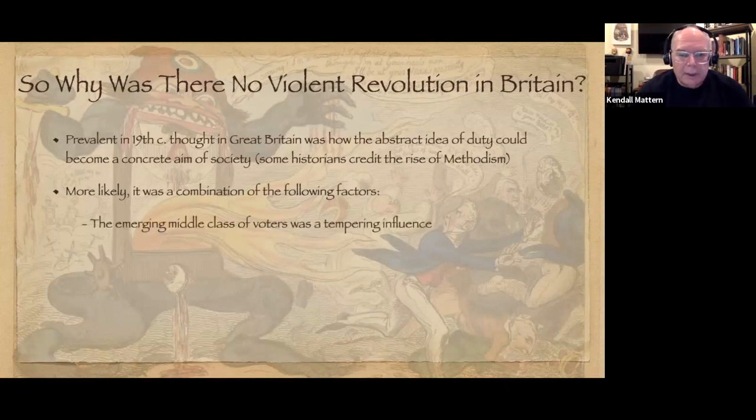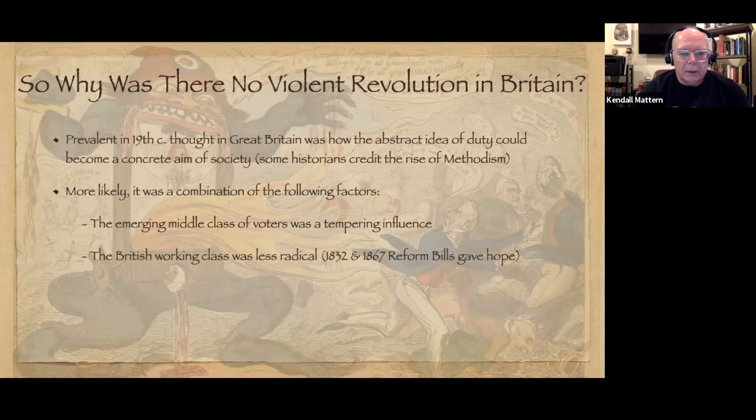The emerging middle class of voters was a tempering influence. The middle class is not looking to tear down society, because it's beginning to emerge as an influential factor. So they don't see any gain in picking up the pitchforks and the guns. Besides, the mob scares most middle class British voters.